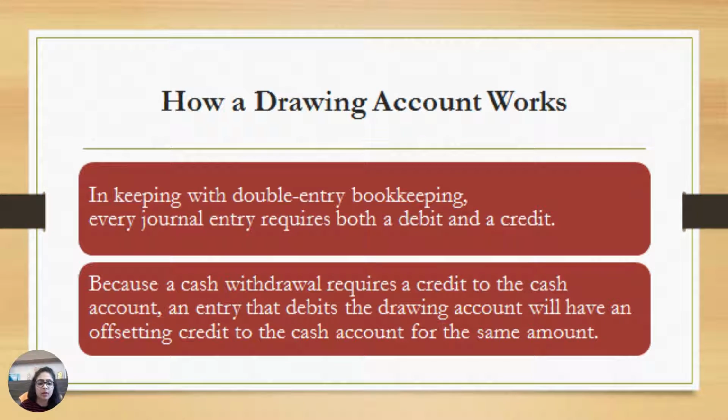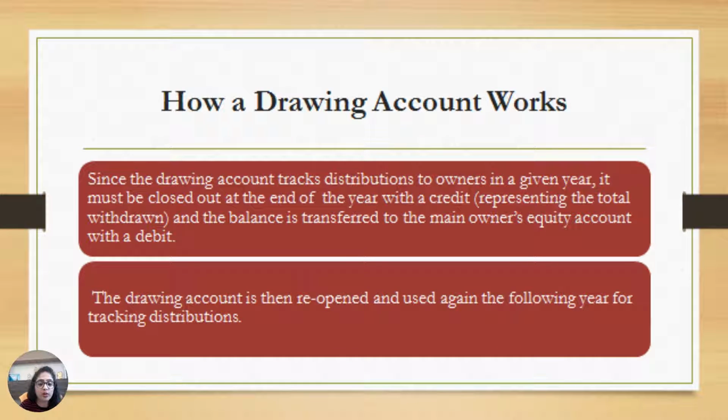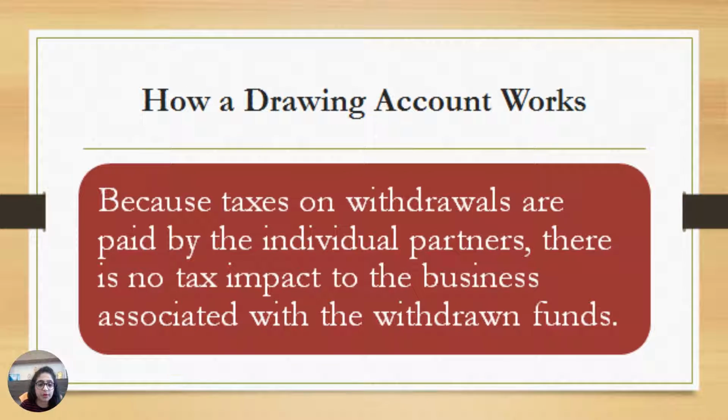In keeping with double entry bookkeeping, every journal entry requires both a debit and a credit. Because a cash withdrawal requires a credit to the cash account, an entry that debits the drawing account will have an offsetting credit to the cash account for the same amount. Since the drawing account tracks distributions to owners in a given year, it must be closed out at the end of the year with a credit, representing the total withdrawn, and the balance is transferred to the main owner's equity account with a debit. The drawing account is then reopened and used again the following year for tracking distributions.